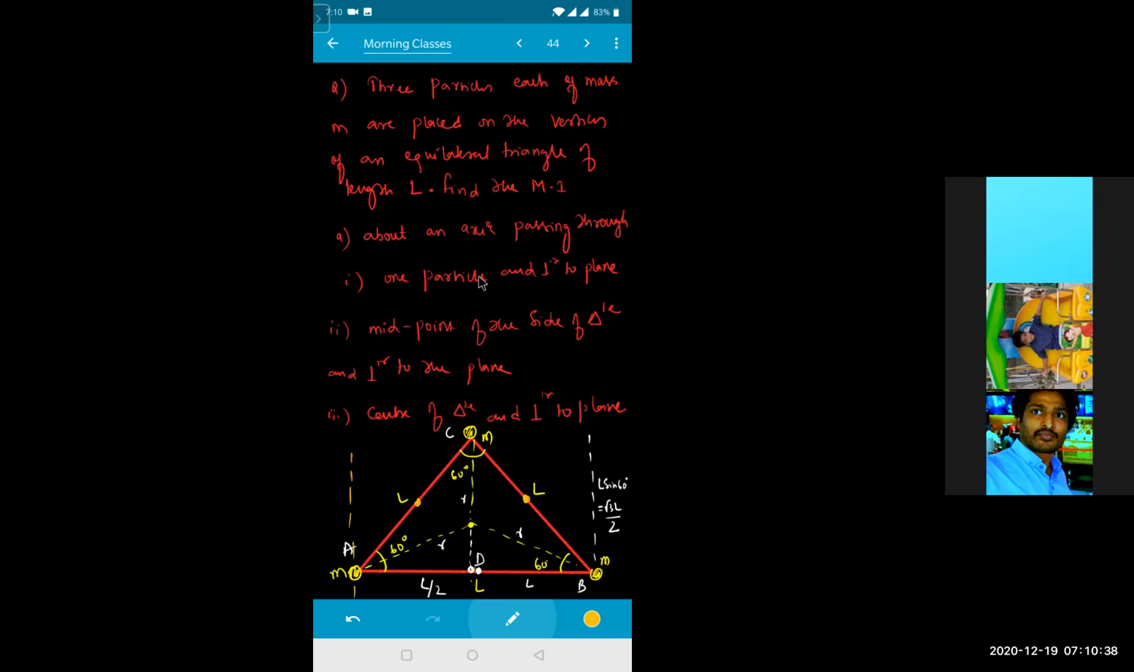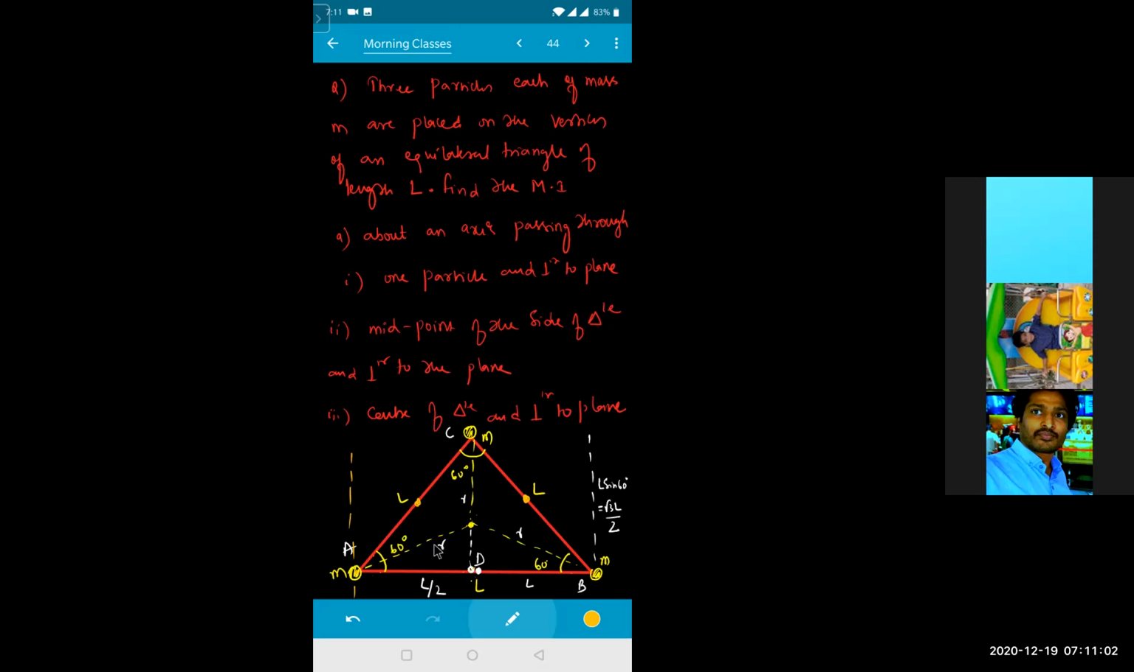Now the third one, very important. Find the moment of inertia about an axis passing through the center of the triangle and perpendicular to the plane. That means now you need to keep your pen exactly at the center. The distance from here to here is r, from here to here is r, and here to here is r. So now we need to calculate the value of r.